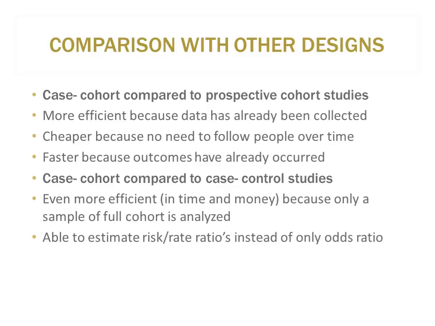A case cohort is compared to a cohort study more efficient because the data has already been collected for another purpose. It is cheaper because there's no need to follow people over time. It is faster because the outcomes have already occurred. And a case cohort study is compared to case control studies even more efficient in time and money because only a sample of the full cohort is analyzed. Also, you are able to estimate the risk and rate ratios instead of only odds ratios in case control studies.